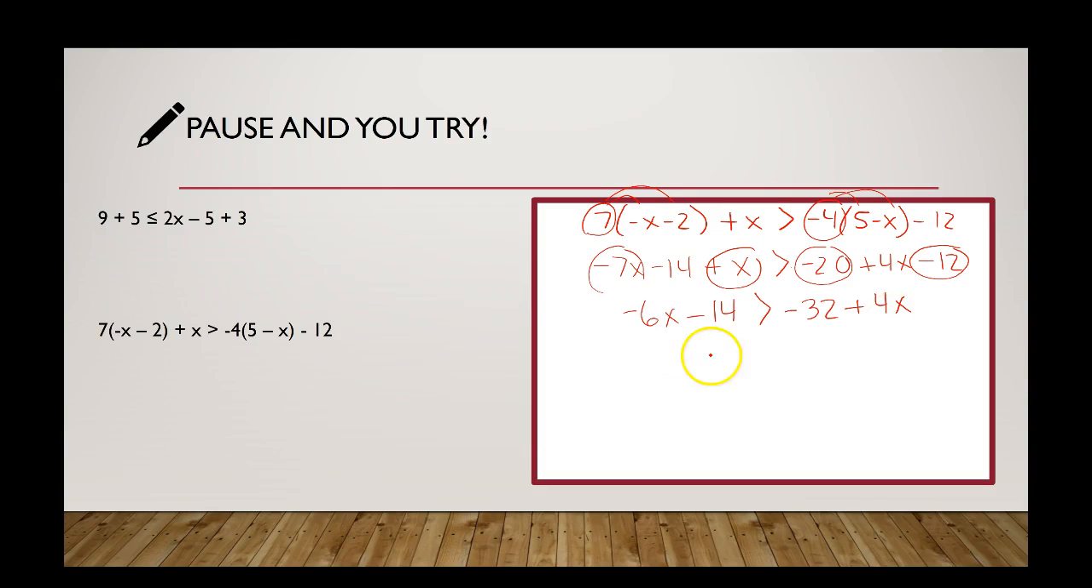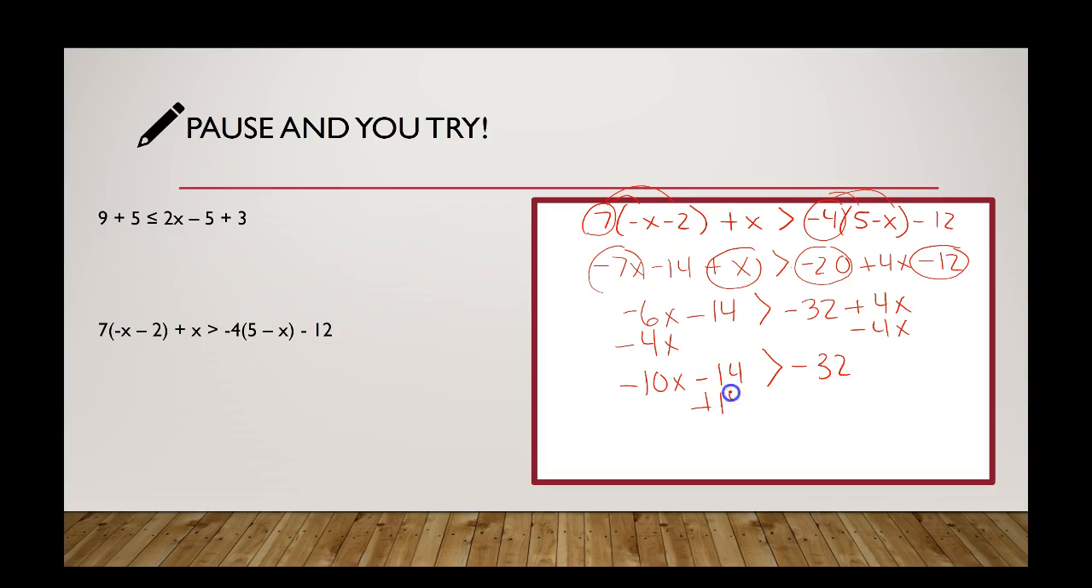So you could go either way. So let's go ahead and subtract the 4x. You did not have to do this. You could have taken the negative 6x over and added 6x, which would have been fine as well. So this leaves me with negative 10x minus 14 is greater than negative 32.